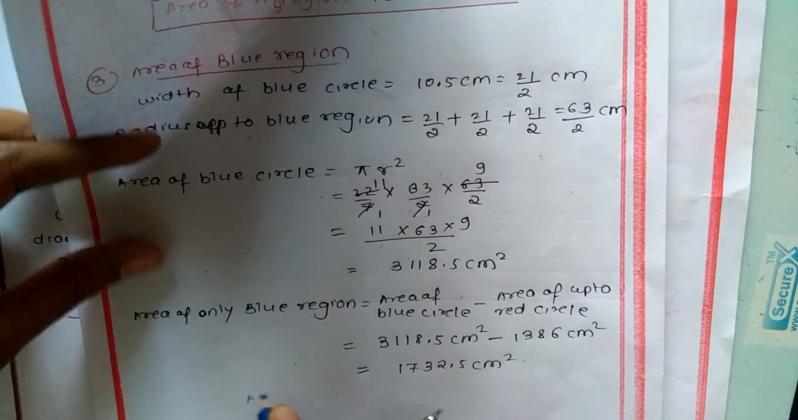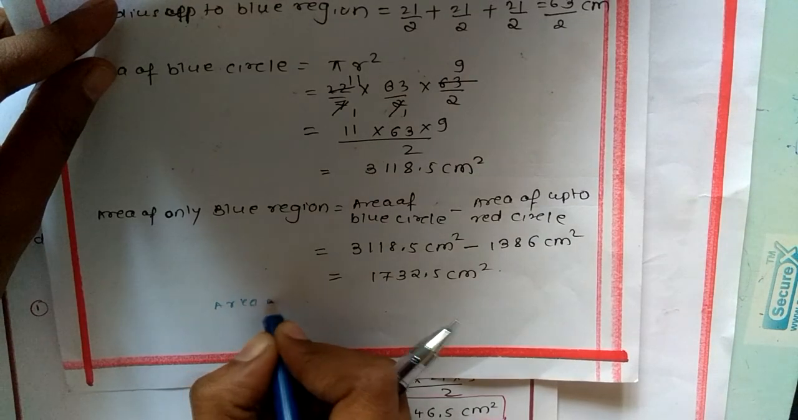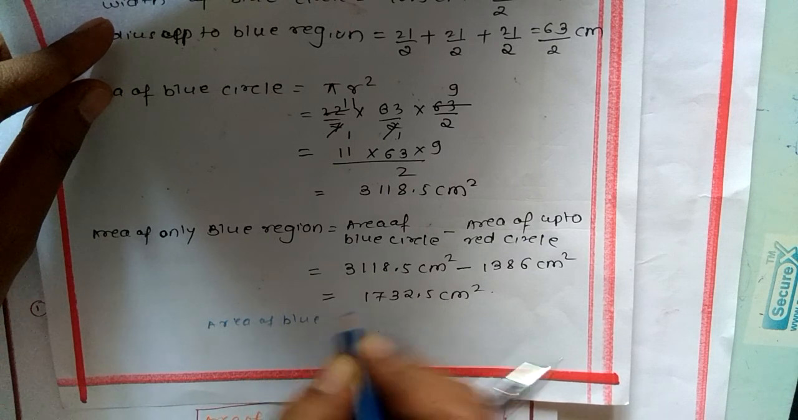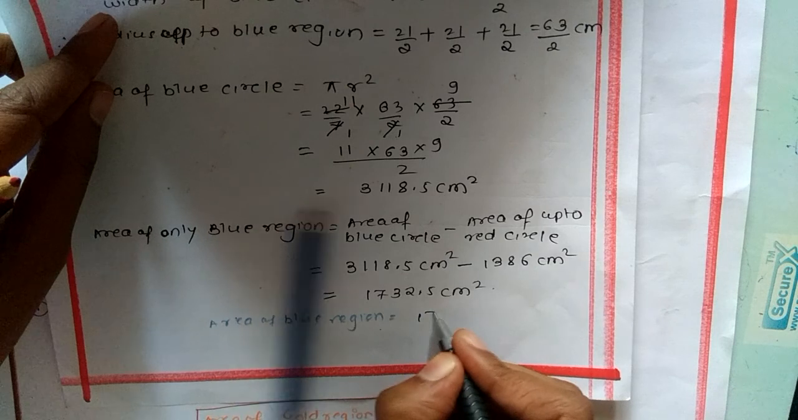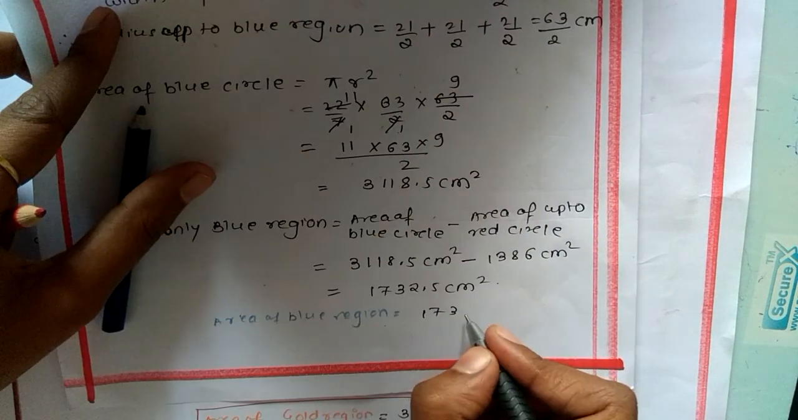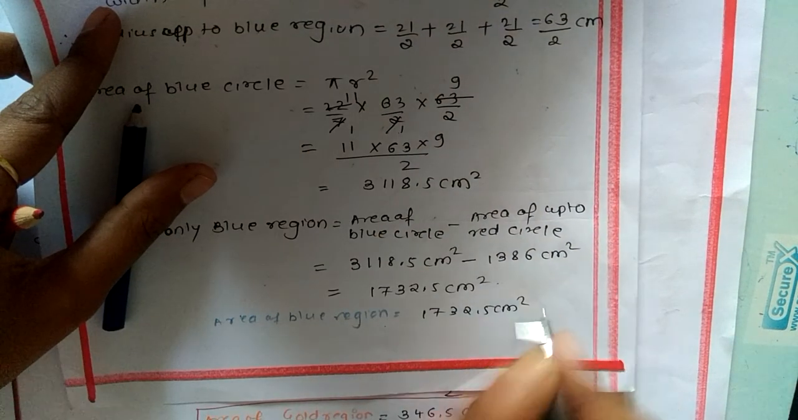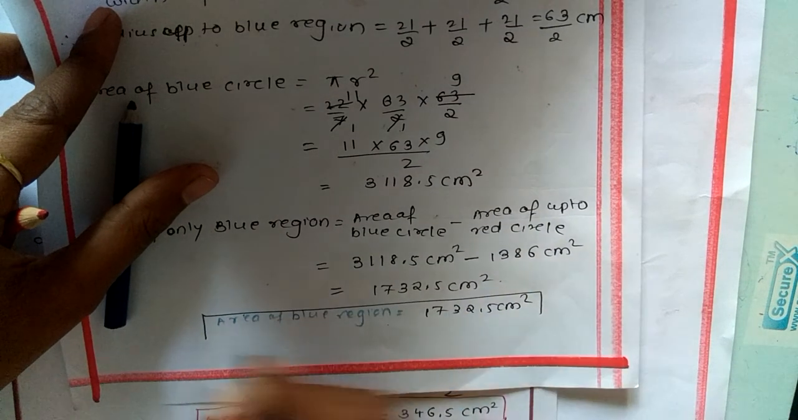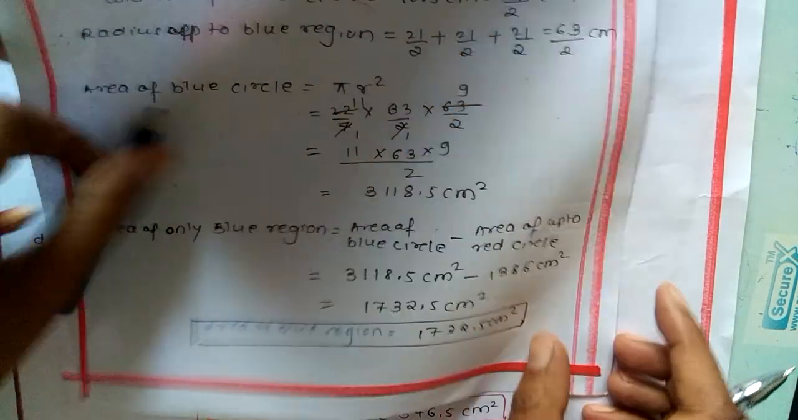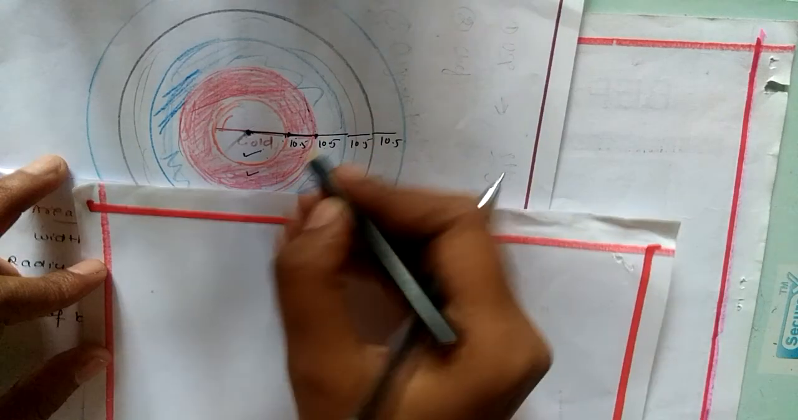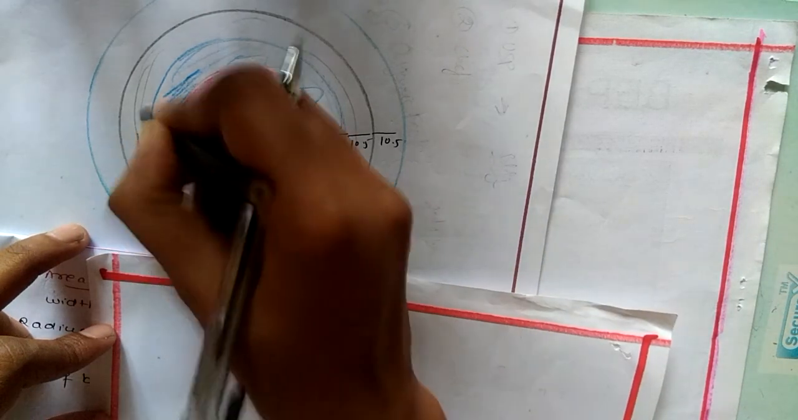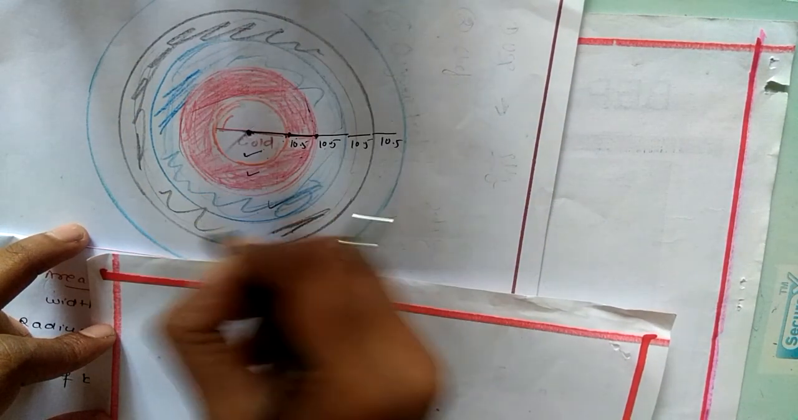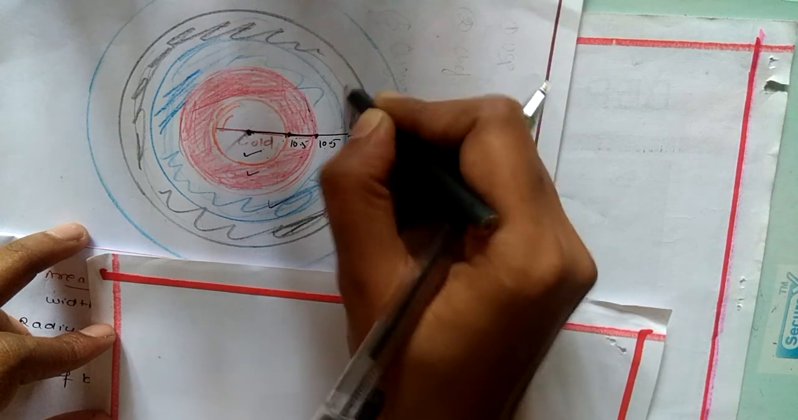So this is the area of the blue region, equal to 1732.5 centimeter square. So I want this to find out the area of the next region. So I'll highlight this with a bracket. Now we have found the area of the blue region. Now we'll go for the black region. So this ring area we have to find out.